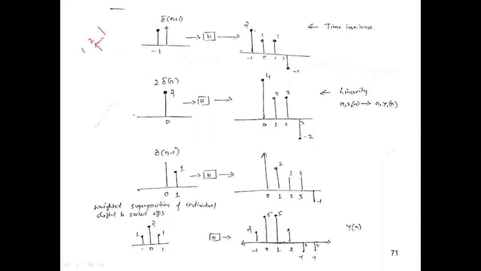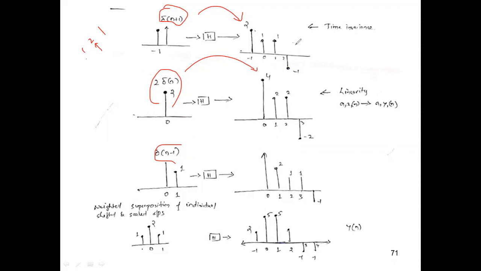So what I did was, I knew the impulse response. I represented this entire input in terms of impulses only, the shifted and the scaled impulses. Shifted impulse resulted in shifted output. Scaled impulse resulted in scaled output. Then afterwards, the linearity. What did the linearity say? A1 x1 of n plus A2 x2 of n plus A3 x3 of n would give you A1 y1 of n plus A2 y2 of n plus A3 y3 of n, right?